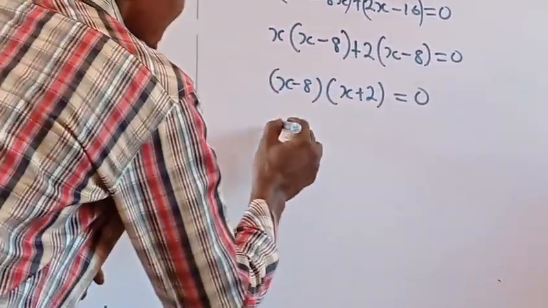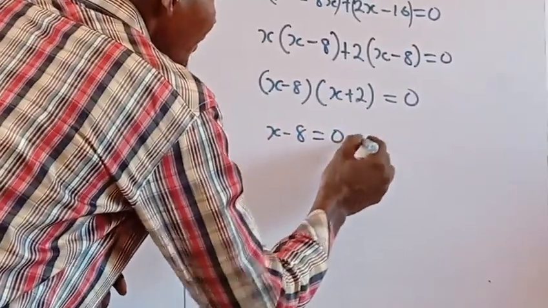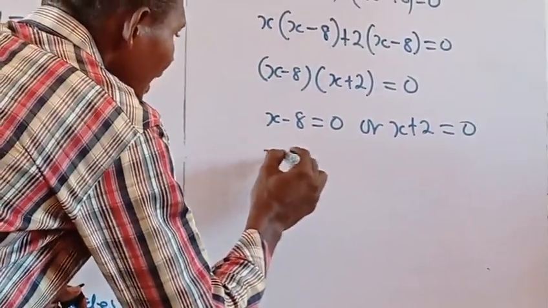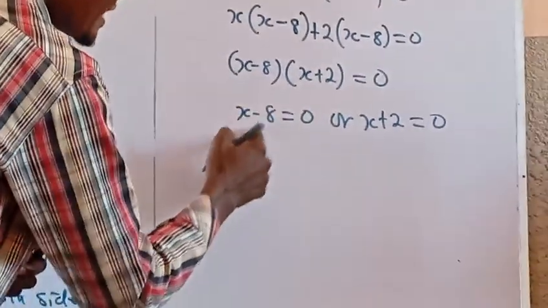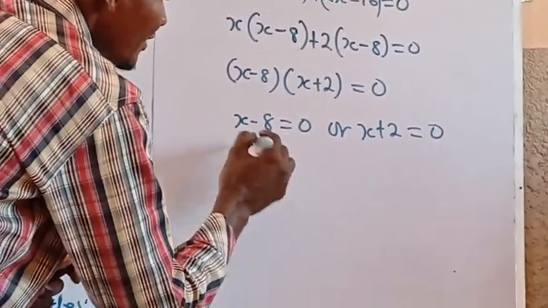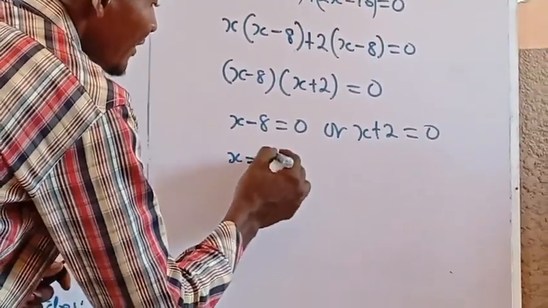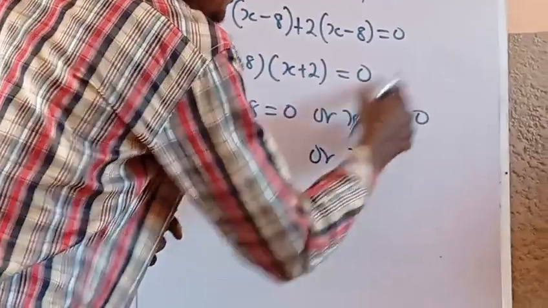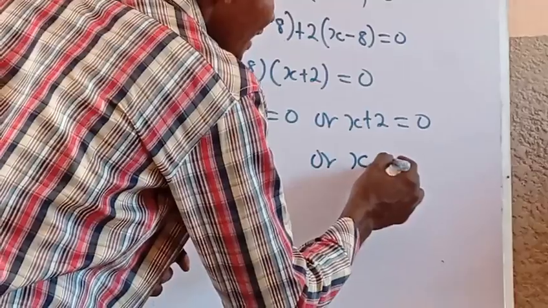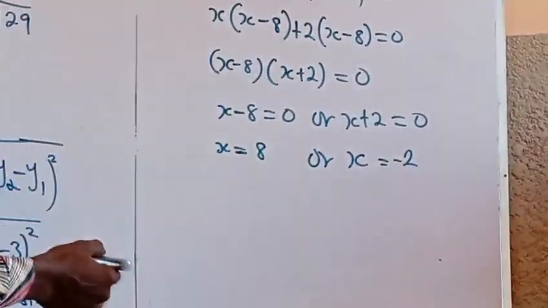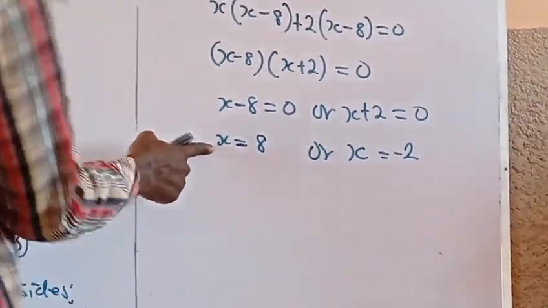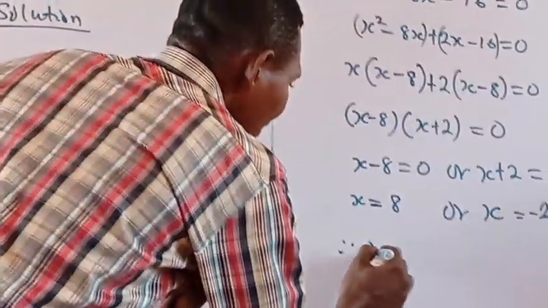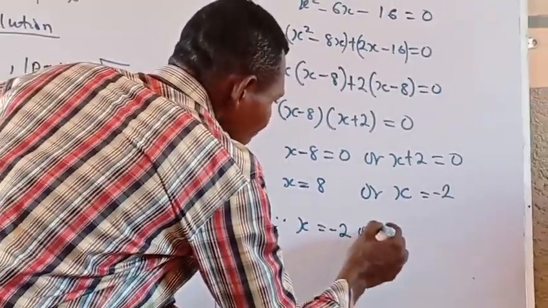So we can have x minus 8 is equal to 0, or x plus 2 is equal to 0. Now x will be equal to, taking minus 8 to the other side of the equation, the negative sign changes to positive, so we have 8. Or, from this side, taking plus 2 to the other side, it becomes negative, so we have x is equal to minus 2. Therefore, x is equal to minus 2 or 8.